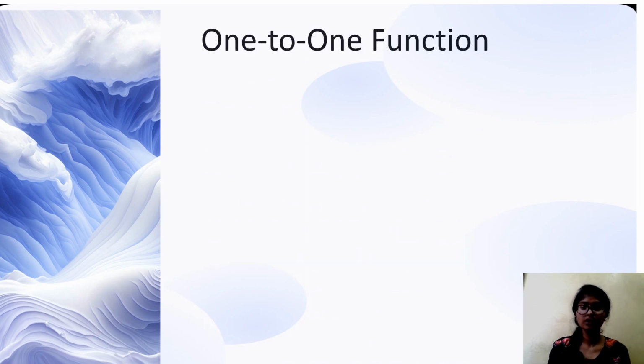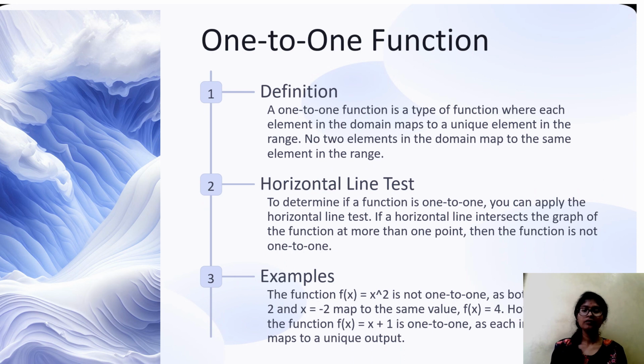Now let's see what is a one-to-one function. A one-to-one function is a type of function where each element in the domain maps to a unique element in the range. No two elements in the domain map to the same element in the range. To determine if the function is one-to-one, we can apply the horizontal line test. That is, if a horizontal line intersects the graph of the function at more than one point, then the function is not one-to-one.